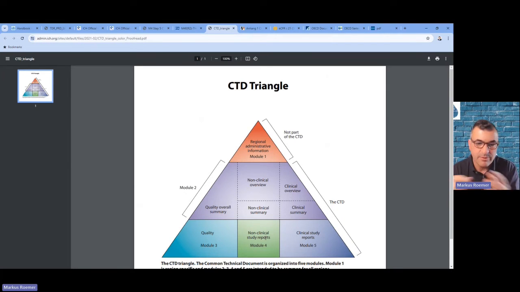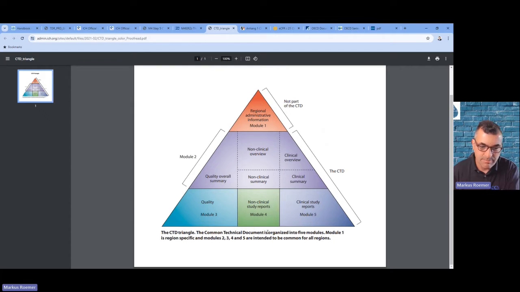GLP reports are very important, and they are part of the common technical documents. So it's part of your submission to an agency, and the documents will be reviewed. And the data integrity, the data source of the GLP records, could be questioned or investigated. It is part of module 4, the non-clinical study reports.